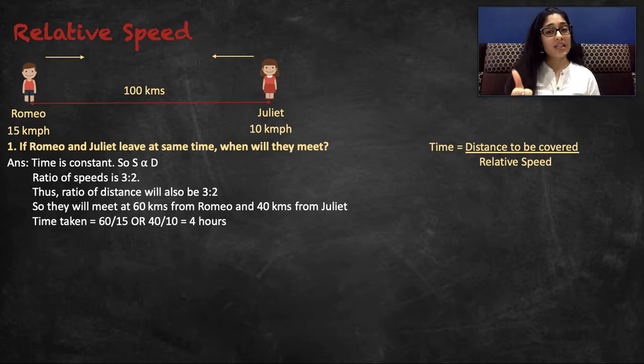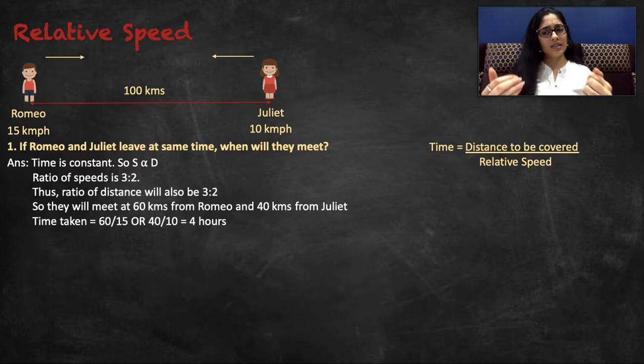First, relative speed comes into existence only when we have two or more objects moving simultaneously. Second, relative speed is never the actual speed. It is the effective speed which is applied to cover a particular distance. You'll understand this better with few examples here.